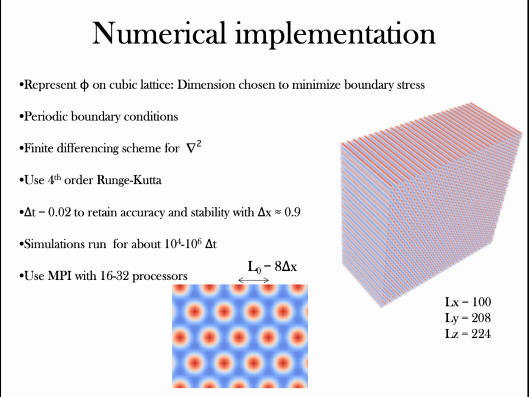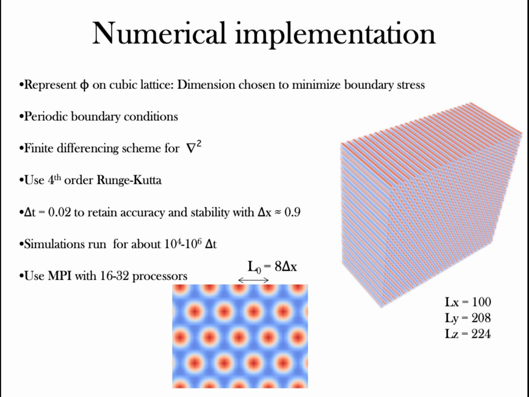Numerically, we represent the composition phi on a cubic lattice with periodic boundary conditions. The dimensions are chosen to minimize the stress on the cylinder phase. The lattice is chosen with a resolution such that there are 8 points between cylinders. We found that this adequately represents the evolution of the system while leaving the simulation computationally tractable in reasonable times using parallel processing with between 16 and 32 processors. Spatial derivatives are calculated using finite difference, and the time steps employ a fourth-order Runge-Kutta method.